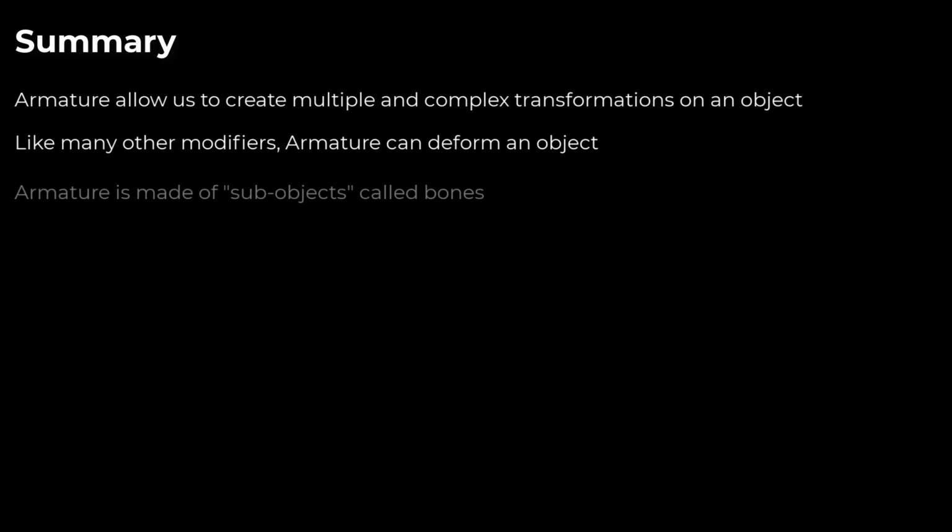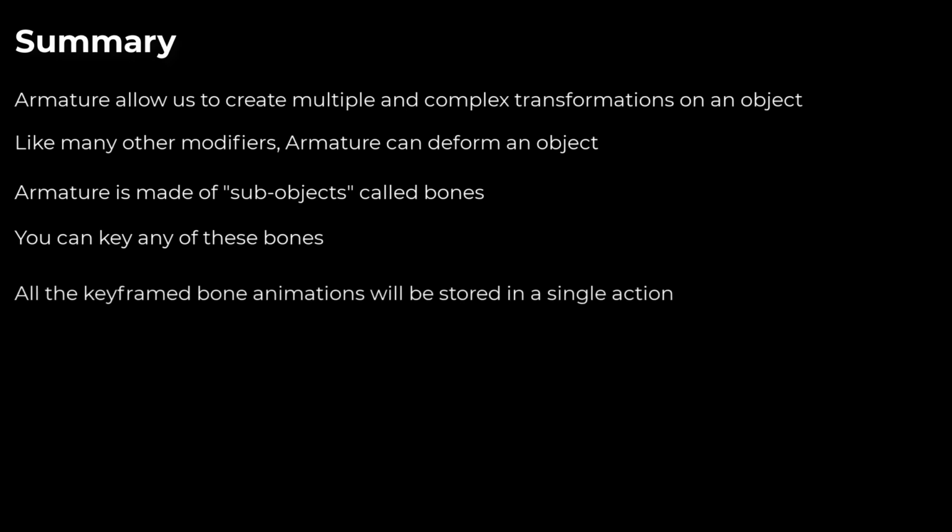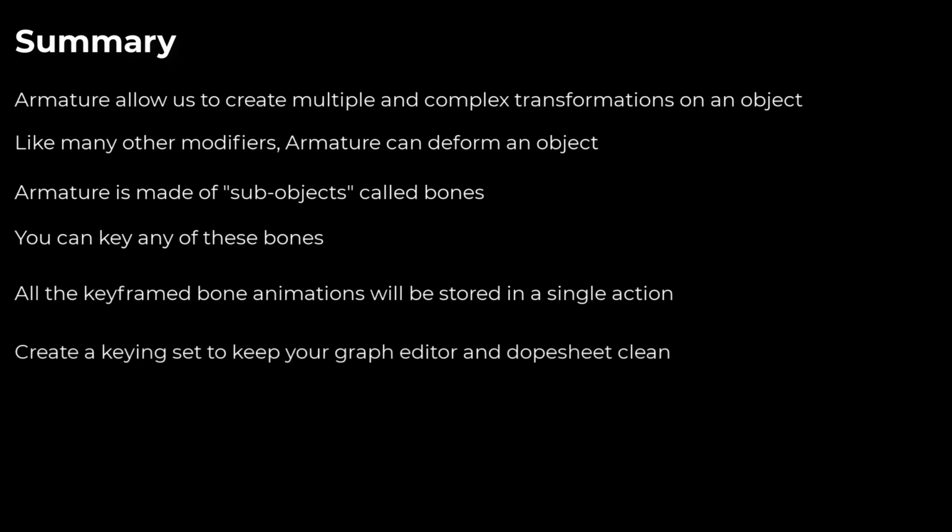Alright, now you are ready to animate using an armature. We have seen that we can use an armature to perform more complex transformations, that an armature can deform the object that is bound to it, and that the armature object is made of sub-objects called bones. Each of those controller bones can be keyed, but Blender will create a single action that will hold all the different keys of all the controllers of a single armature. It is highly recommended to create a keying set to keep your dope sheet and graph editor as clean as possible.